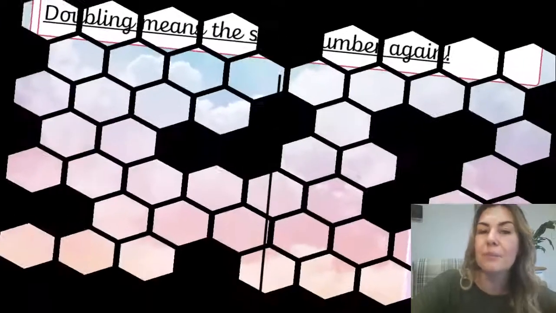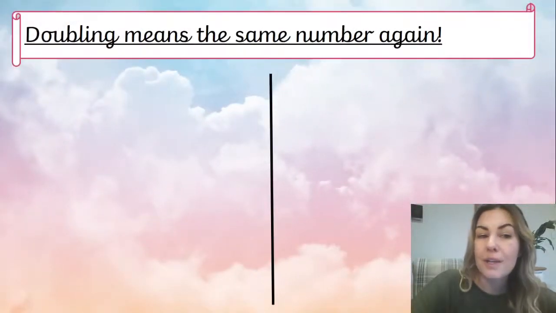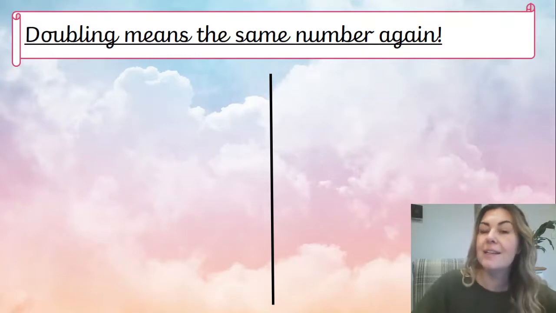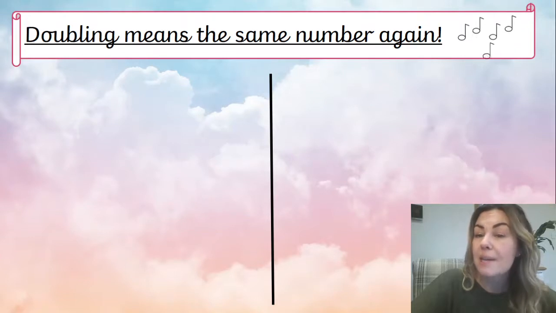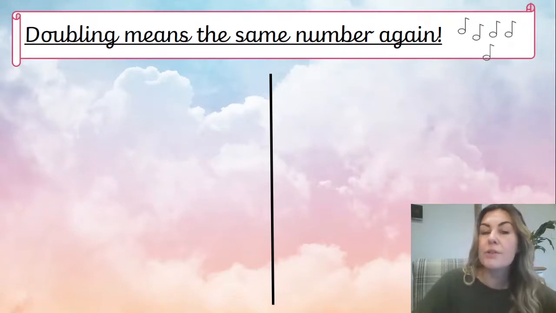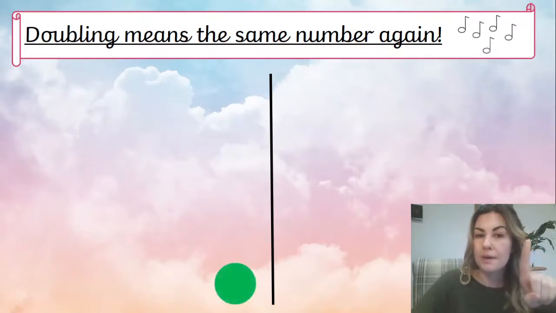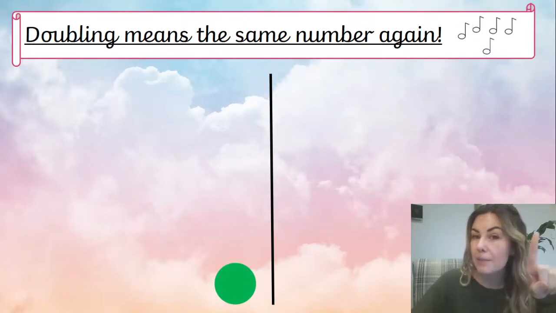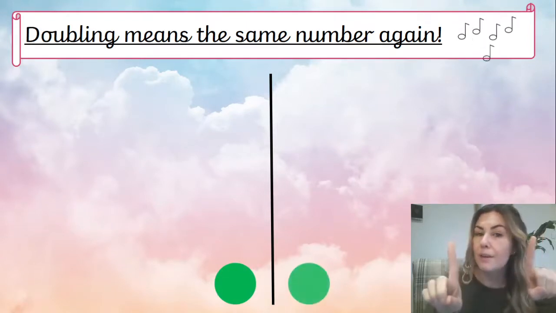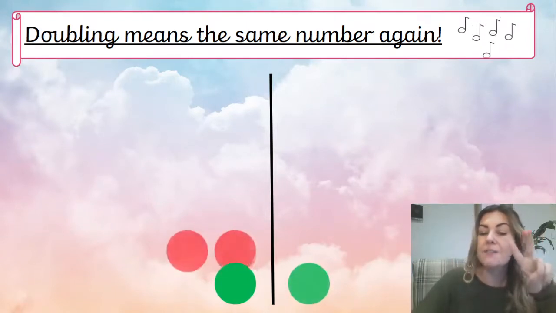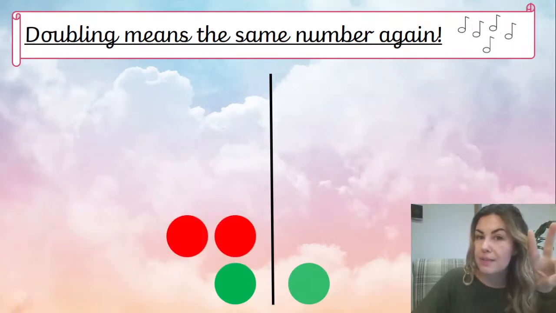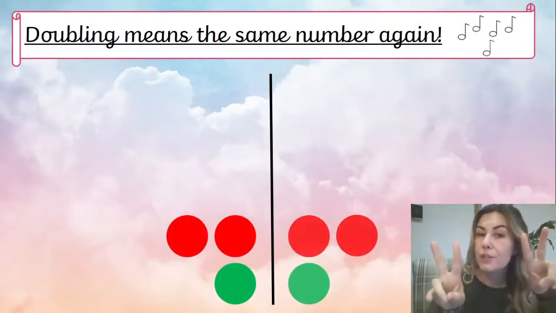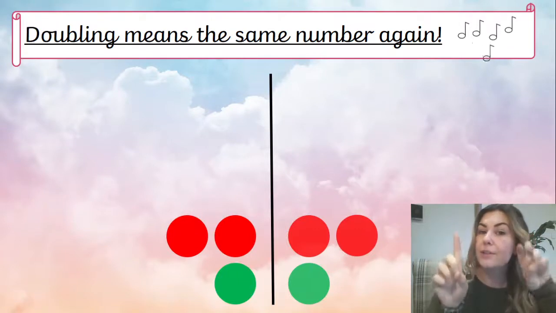Okay, so yesterday we learned doubling means the same number again. Let's say that together. Doubling means the same number again. So if I had 1 and I doubled it, I would need another 1. If I had 2 and I doubled it, I would need another 2. 1 and 1, 2 and 2.